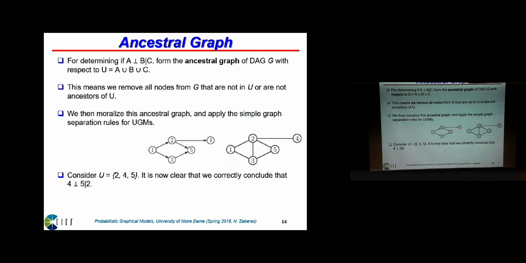So you can see now that if you moralize this, this relation is actually true. Given 2, is 4 independent of 5? All right, so if you restrict yourself to the ancestral graph, in this case the union of A, B, and C, you can maintain the conditional independence relations on the directed and undirected graph.